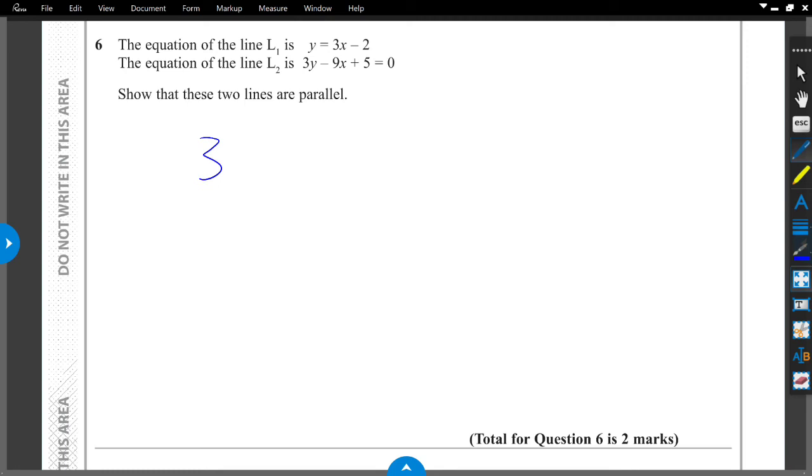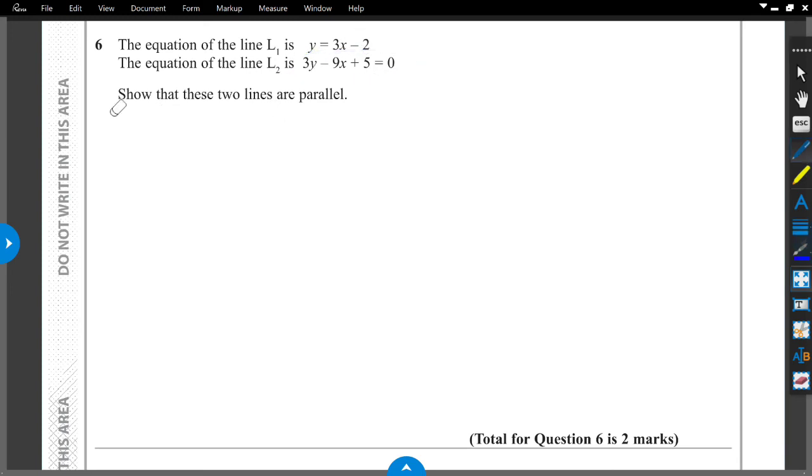Just to see why that is, when you're increasing x by 1 on our x-axis, that means y is going to increase by 3. So every 1 we go across, we go up 3. And this is what gives us our gradient of 3. So now we just want to prove that the second line has a gradient of 3.